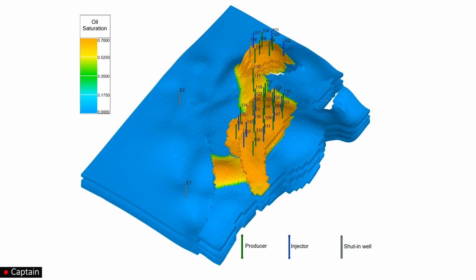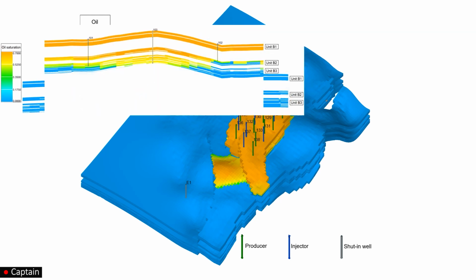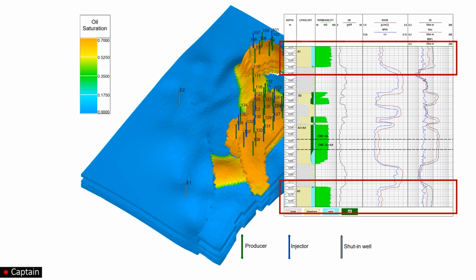of this field. This synthetic field is located onshore. It has a carbonate structure and comprises three layers, B1, B2 and B3, separated by shale breaks. Water-saturated layers are located both above and below the target layers, and this is the main complication that we will have to work on today.